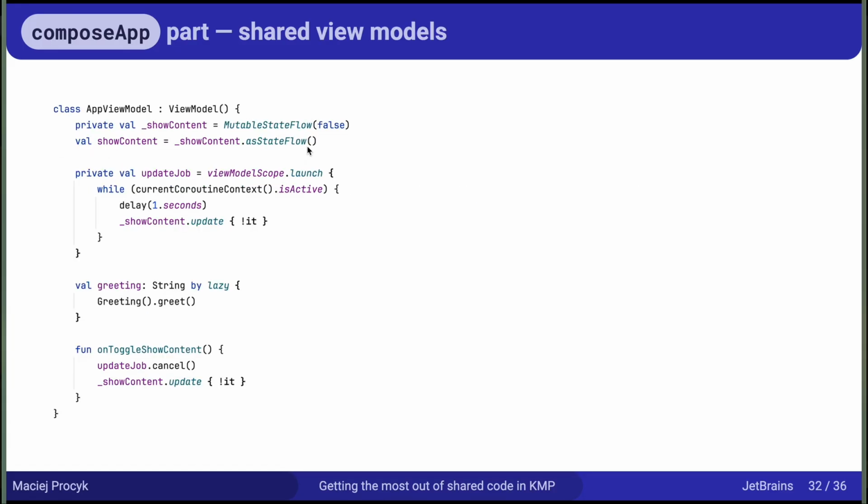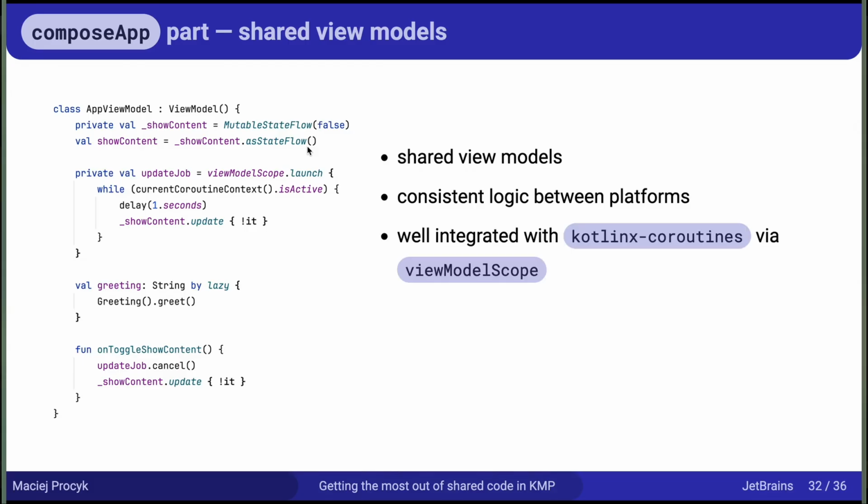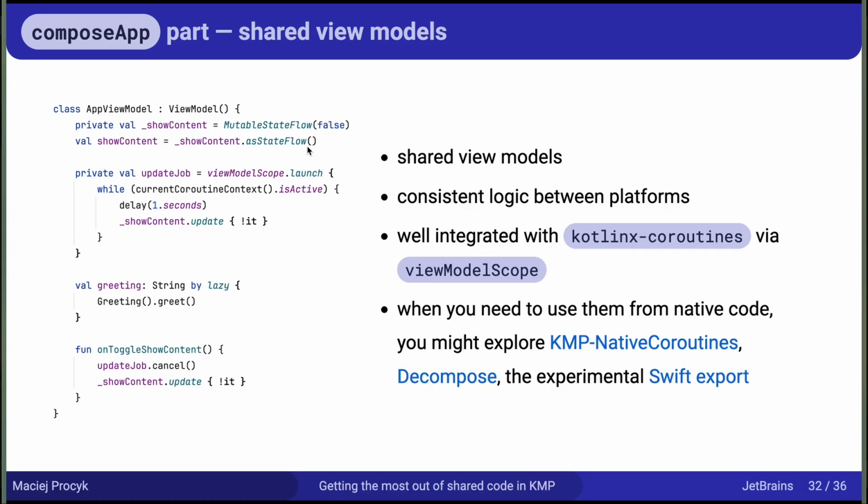What's also nice and quite a recent thing is the fact that you can define the view models in the shared part, thanks to which you can have exactly the same business logic being executed on all of the clients that you support. The view models are very similar to the view models available on Android, so they integrate really well with the Kotlinx coroutines. We get the view model scope where we would do some HTTP or RPC requests that are intended to be run in the background.